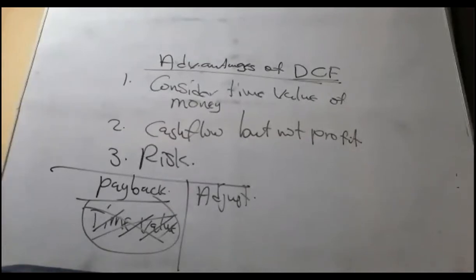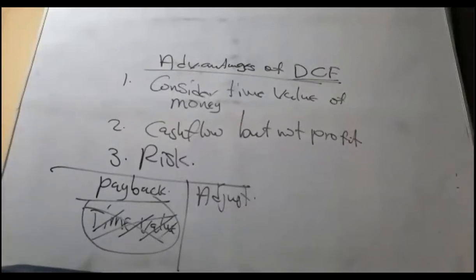Again, it can also lead to a wrong choice because you are looking for the project that will pay back in the shortest possible time. So you may reject the most profitable project. Let's assume that the most profitable project will take a longer time to pay back. You reject it and go in for the project that will pay back in the shortest possible time, meanwhile it is not as profitable. That is the disadvantage of the payback period.